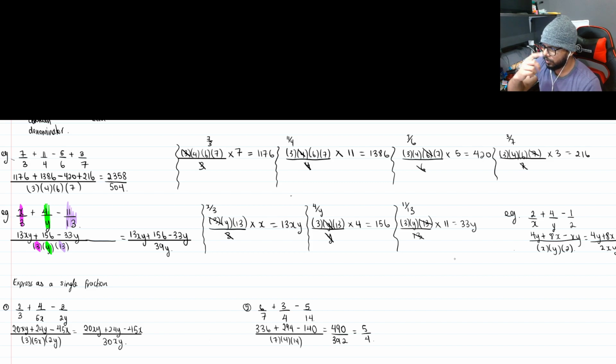I just want to check over this last one here, right? 6 over 7 plus 3 over 4, take away 5 over 14. Yeah, so 5 over 4 is my answer. So that means that my LCM in this case here was not 392, it would have been 4. Alright?